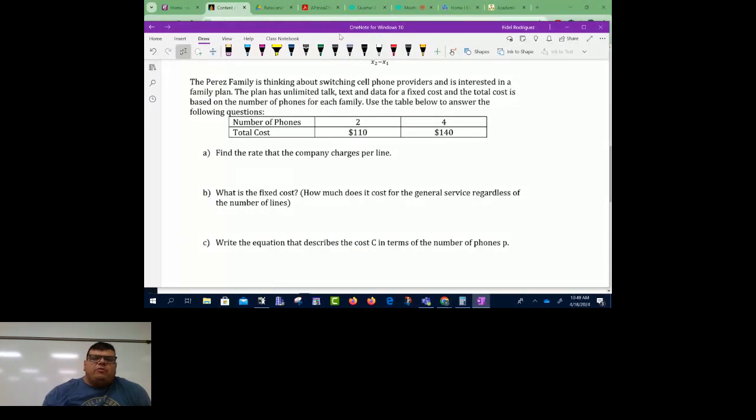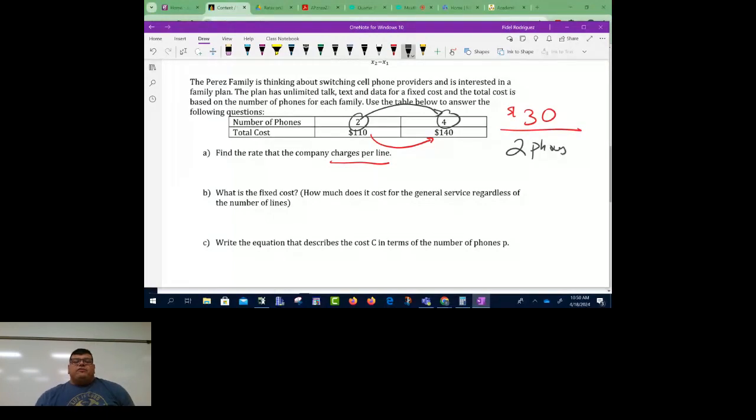What I want to do is I want to figure out how much are they charging me for each additional phone. So let's think about it like this, y'all. From $110, it went up to $140, right? Doesn't that mean that they charged me an extra $30, right? Going from 2 phones to 4 phones. So they charge me $30 for the additional 2 phones. Doesn't that mean, y'all, that they are charging me $15 per line? Okay. They're charging me $15 per line.